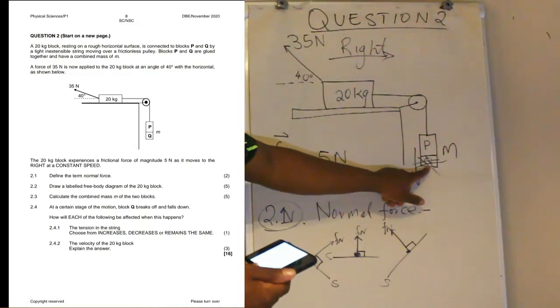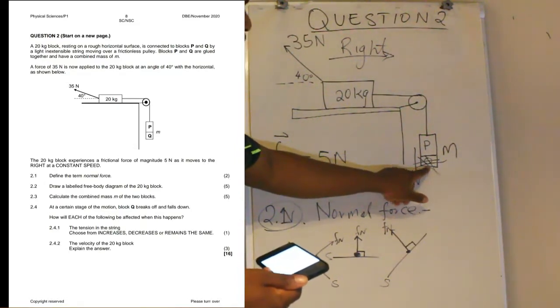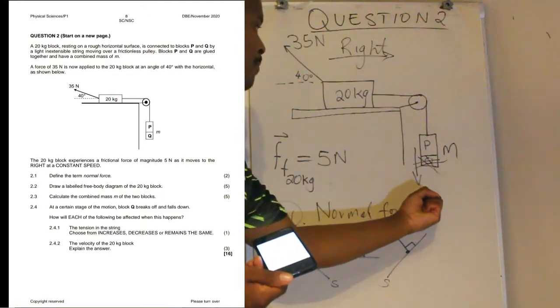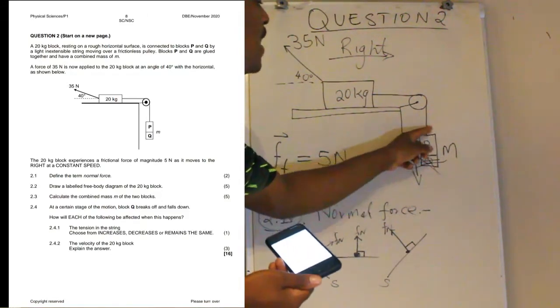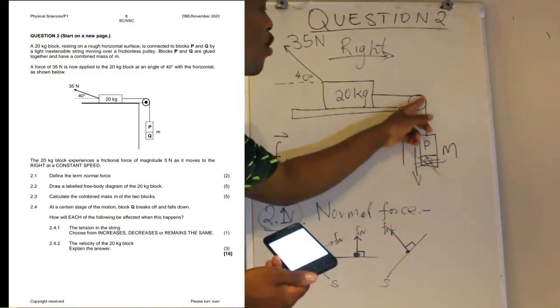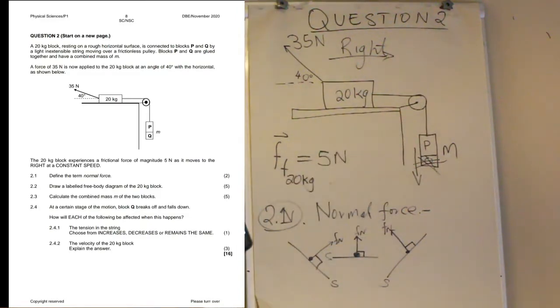If you remove a mass, that means now there's less pulling down power. There will be less pulling down power, which means now there will be less pull on this rope, which means now the force that will be on this rope will be smaller. That means the tension will decrease. So how will each of the following be affected when this happens? The tension in the string. Choose increases, decreases, or remain the same.